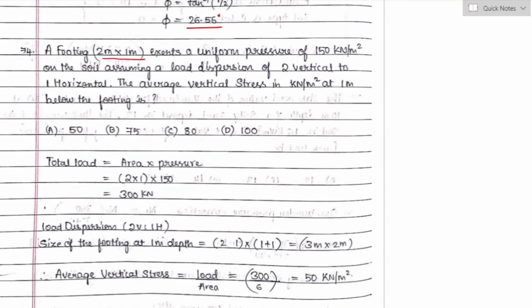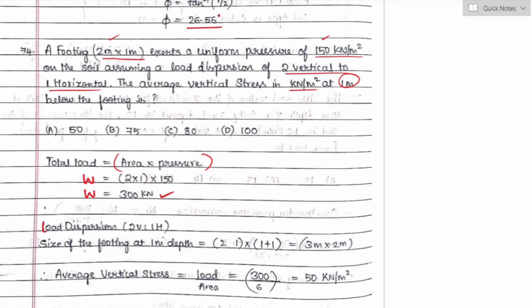Question number 74. A footing of 2 meter by 1 meter size exerts a uniform pressure of 150 kN per meter square on the soil, assuming a load dispersion of 2 vertical to 1 horizontal. The average vertical stress in kN per meter square at 1 meter below the footing depth is. So first we have to calculate the total load on the footing. So total load is area into pressure. So the pressure intensity is given as 150 kN per meter square and the footing size is 2 meter by 1 meter. So 2 into 1 into 150. So the total load of the footing will be 300 kN.